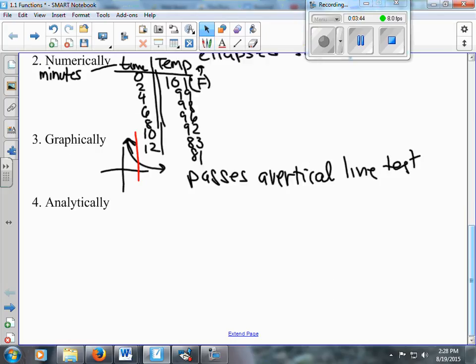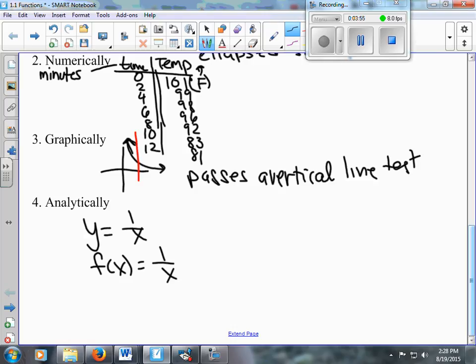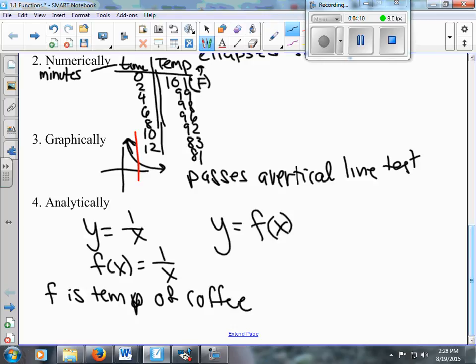Okay, and then analytically, a function looks like something like y equals, I don't know, 1 over x, for example. A lot of times we will say f of x equals 1 over x, where f is temperature of coffee. And so the letter y and the notation f of x, they mean the same exact thing.